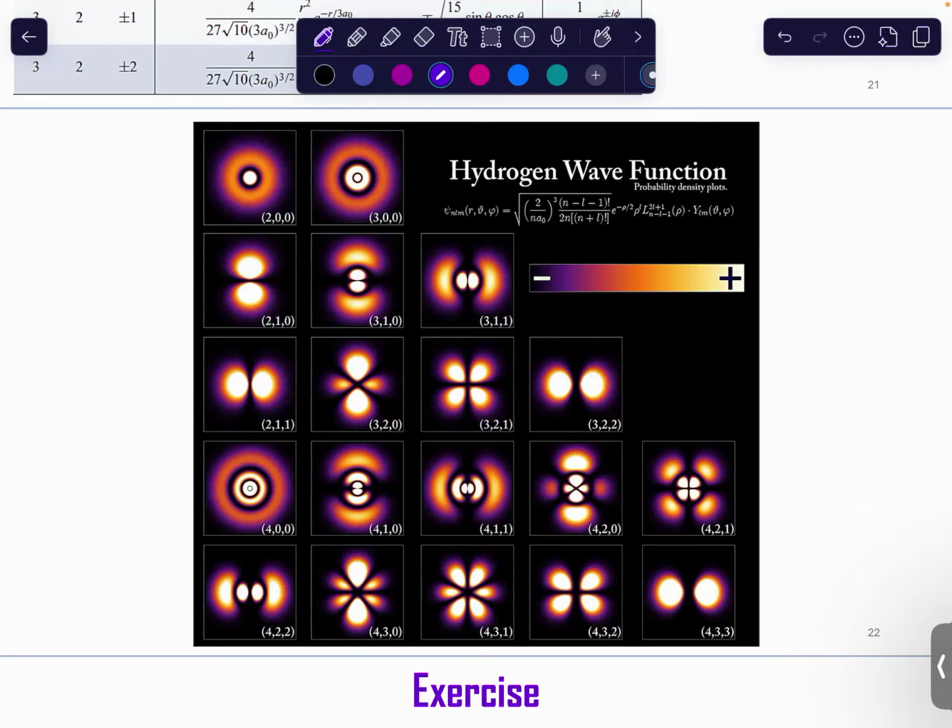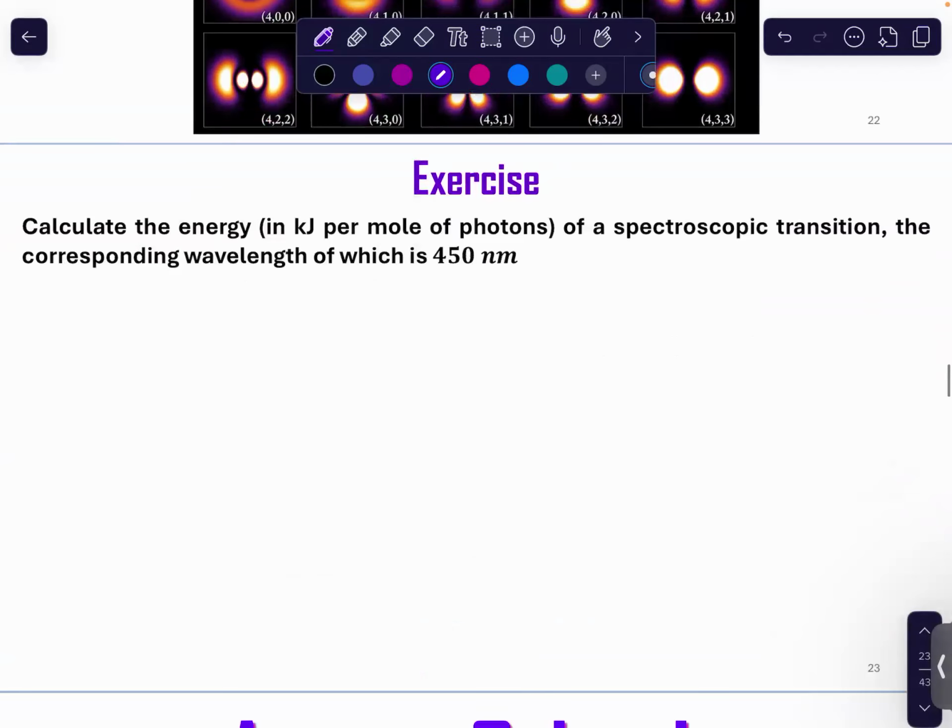But this is what your orbitals are actually going to look like, and then you get a combination of them within every atom. Okay, so something that should be quite a bit easier though.